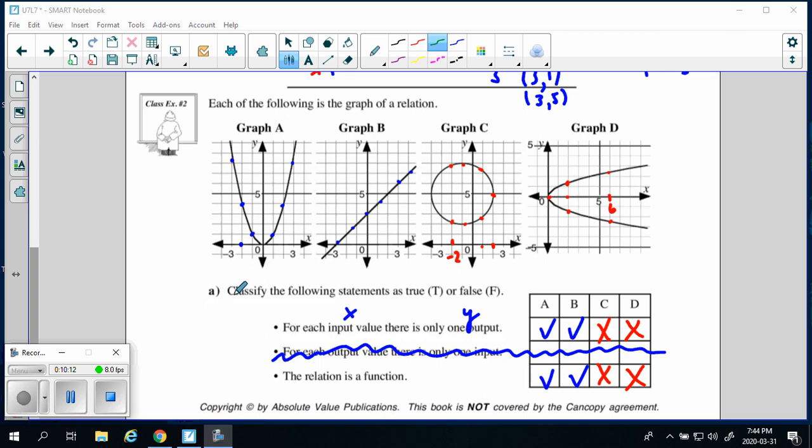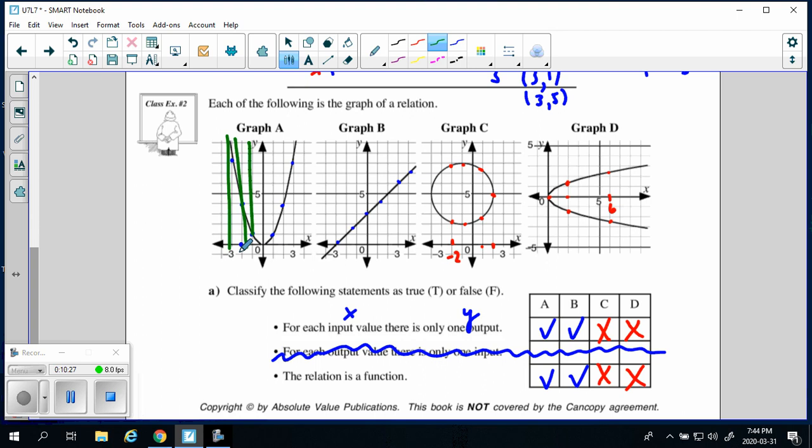So if you're looking at a graph and you want to know very quickly whether it's a function or not, some people have devised what's called a vertical line test, which means basically if you want to test to see if a graph is a function, you just draw a bunch of vertical lines like this.